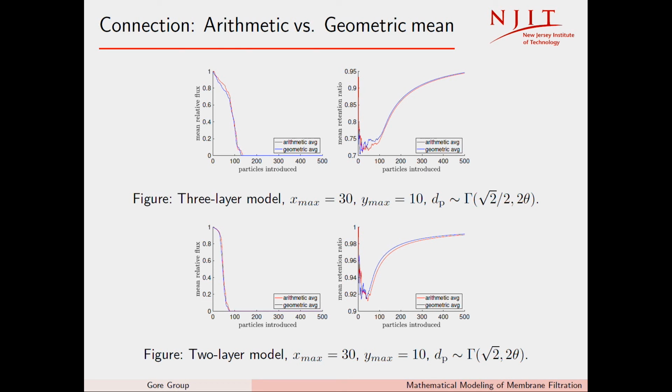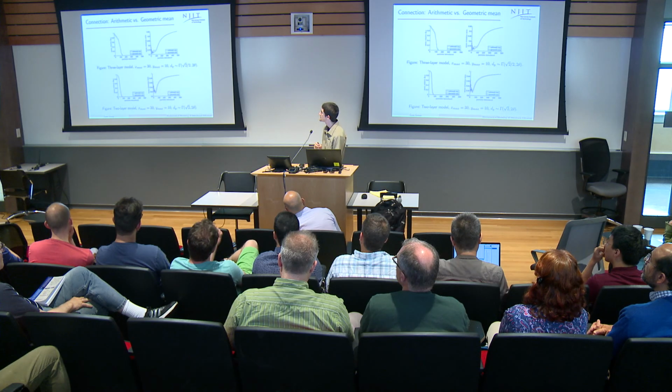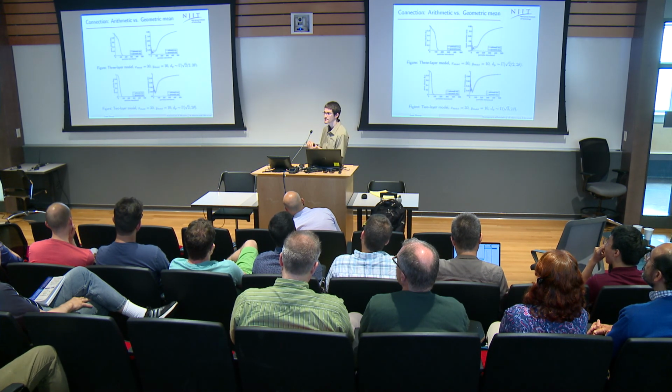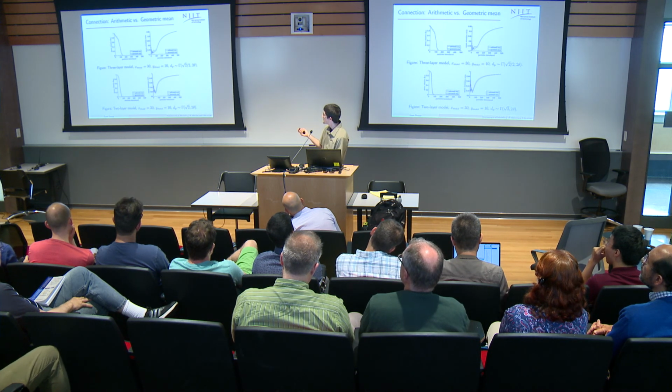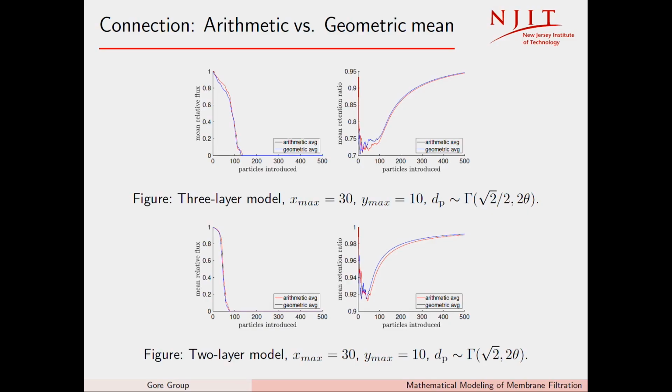One of the questions that we had was looking at the difference between the arithmetic and geometric mean for the gamma distributions. There was a question of whether that determines how well we can resolve this interface layer, and it looks like it does not. So that shouldn't really matter.